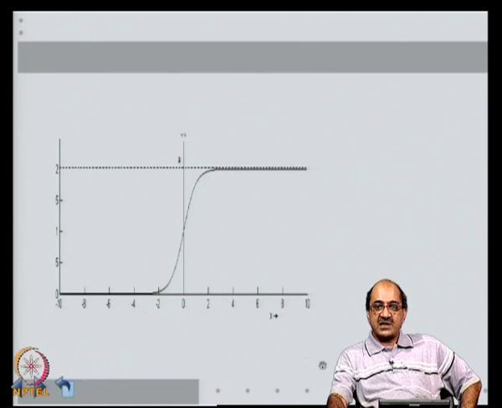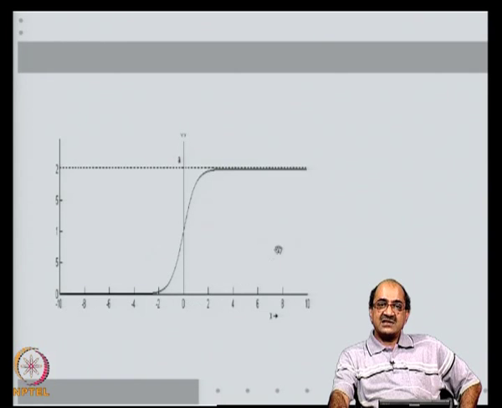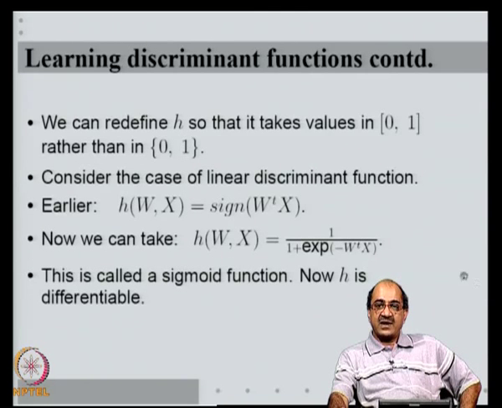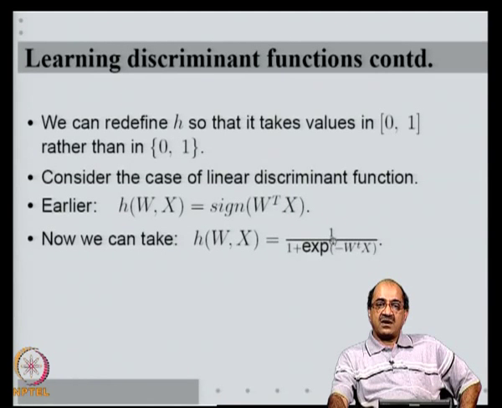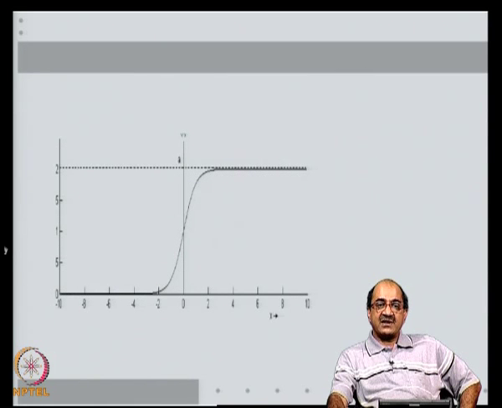If I plot W transpose x on the x axis, 1 by 1 plus exponential minus W transpose x has this kind of form. As you can see, if W transpose x is a little positive, it is close to 1. If it is a little negative, it is close to 0. But the nice thing is, it is nicely differentiable. In the definition of the function, we can add a small parameter inside the exponent, and based on the value of that parameter, I can make this function as steep as I want. So, this is a continuous approximation of the step function, that is the sign function.